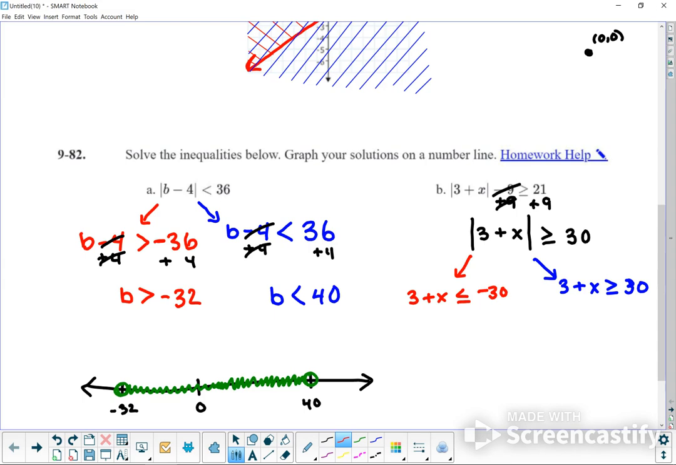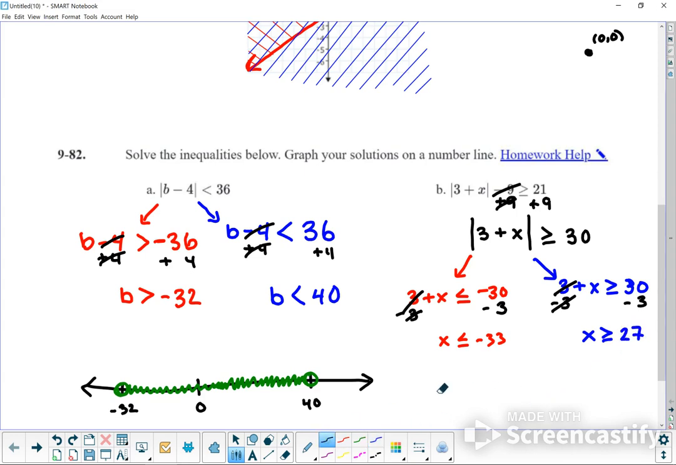You're going to solve each one separately, and you're going to do the same amount of work. So minus 3, minus 3. You're going to go minus 3 here also, and minus 3. So these cancel, and you will get x less than or equal to negative 30 minus 3, which is negative 33. That's one answer. Over here, these are going to cancel just like on the left side, and you get x greater than or equal to 30 minus 3, which is 27.